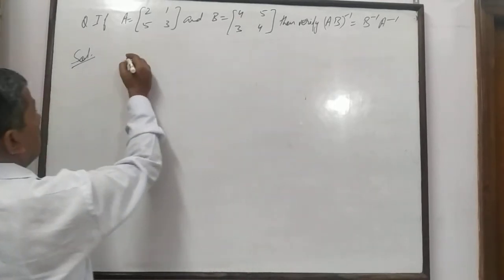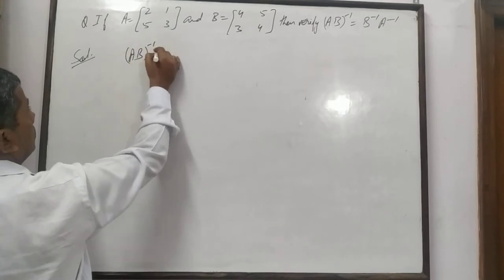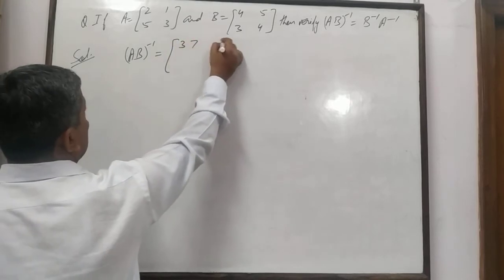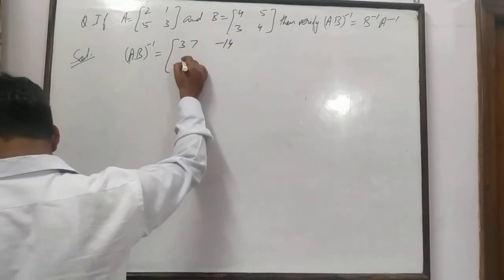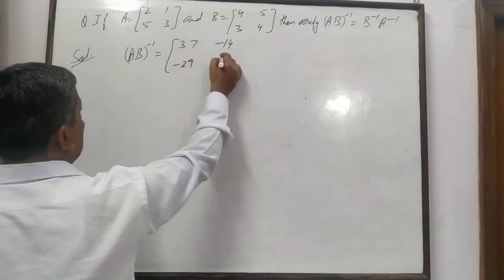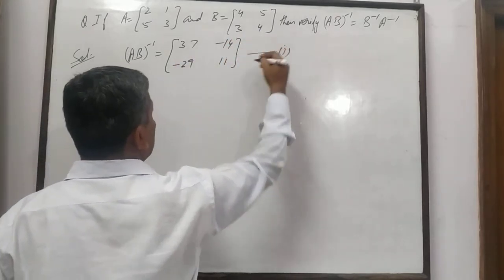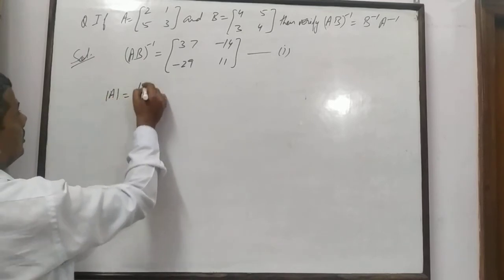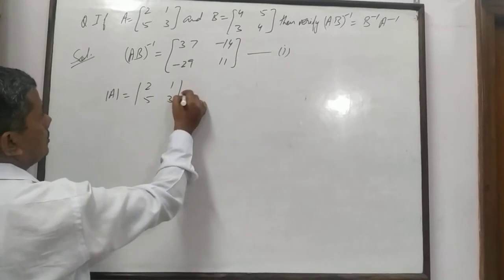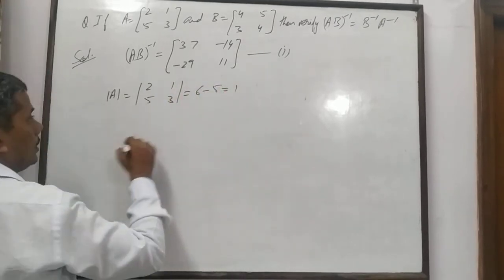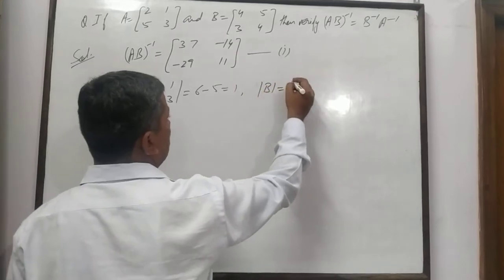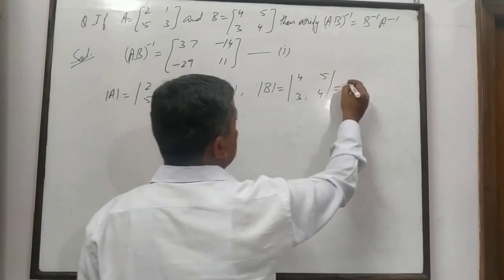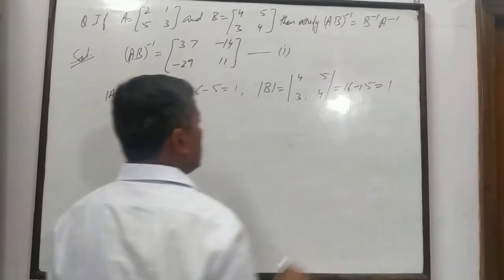So here we write (AB) inverse is equal to 37, -14, -29, 11. We have marked it as number 1. Now determinant of A, that is determinant of 2, 1, 5, 3: 6 minus 5, 1. Determinant of B, that will be 4, 5, 3, 4: 16 minus 15 is equal to 1.